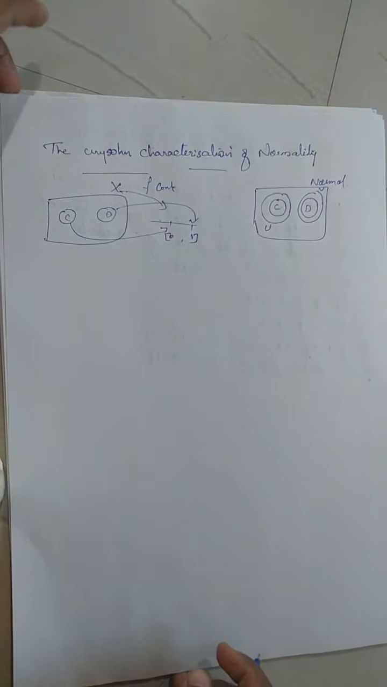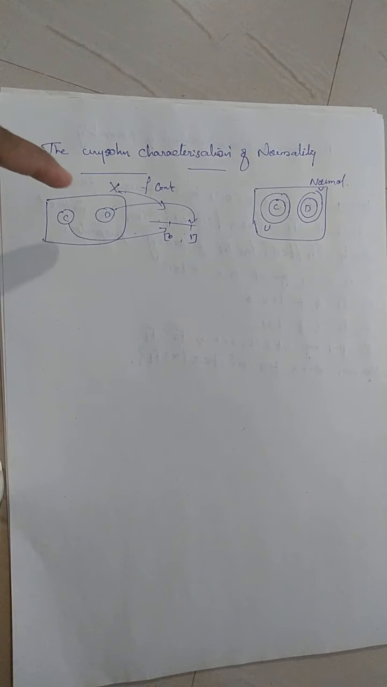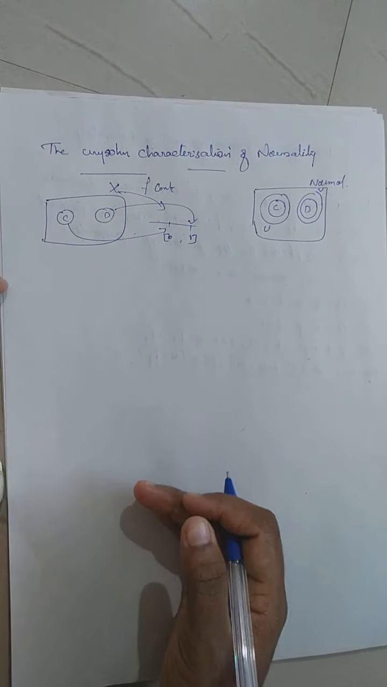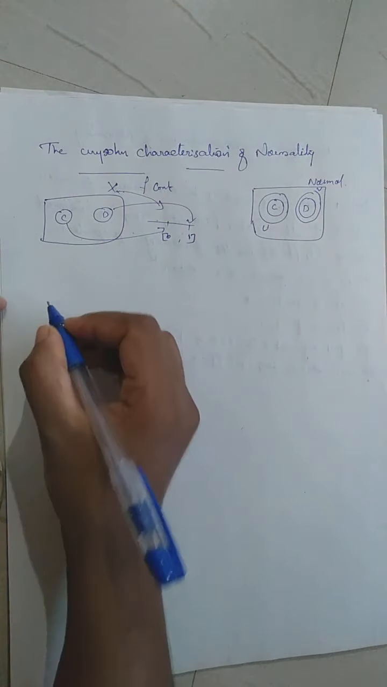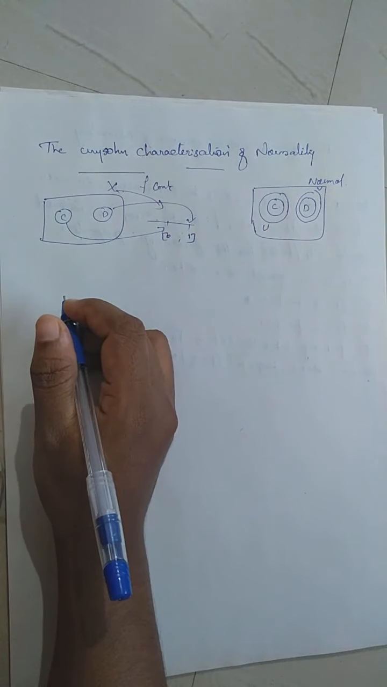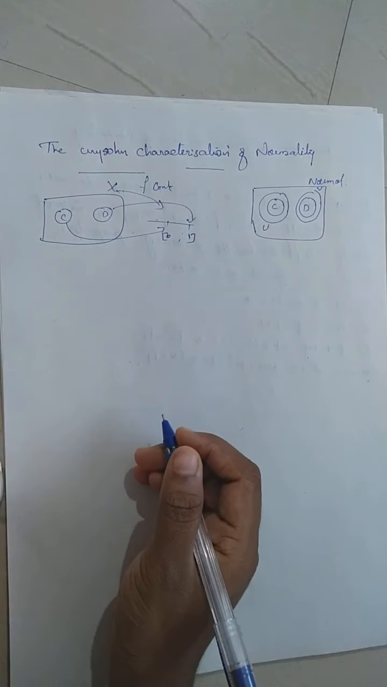So how will we prove this? We cannot prove the converse part of the theorem readily. We need to prove supporting theorems or supporting lemmas for proving this characterization. So we will define some lemmas to prove the Urysohn characterization of normality.